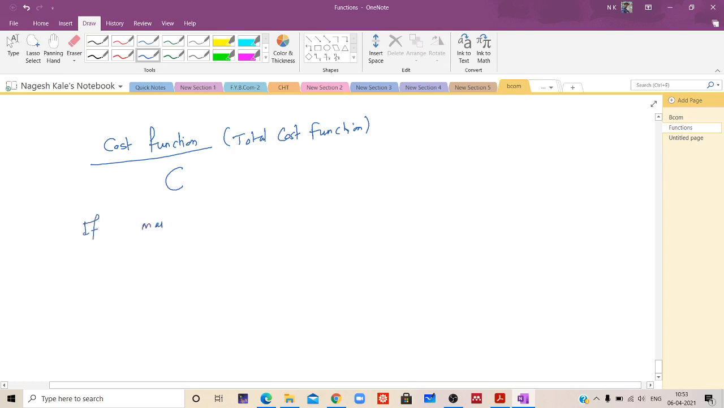So if a manufacturer, as I told you earlier also, produces X units, then we write cost of X units. So C of X, C is my function, cost function, and the manufacturer has produced X units, so I will calculate C of X, that is cost of these X units.